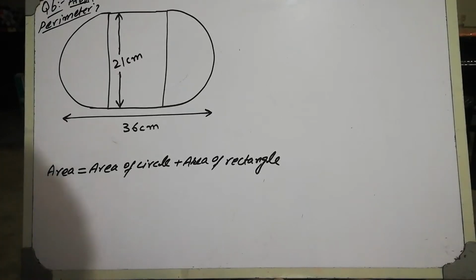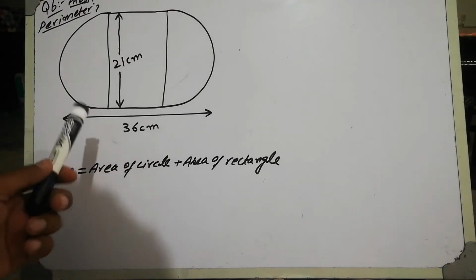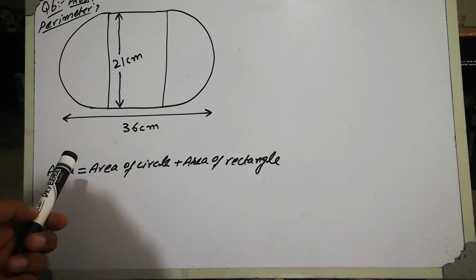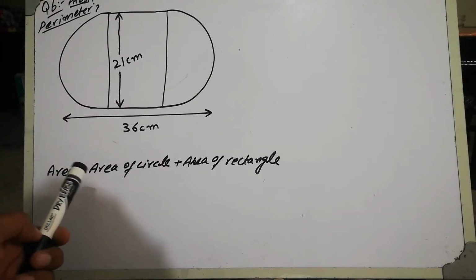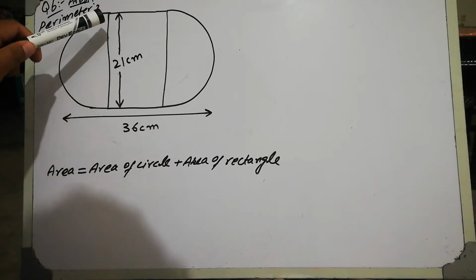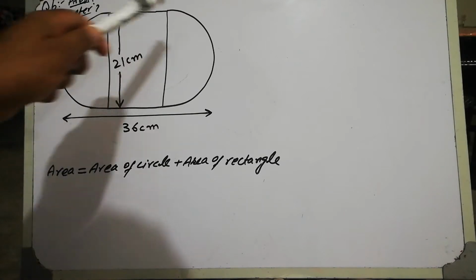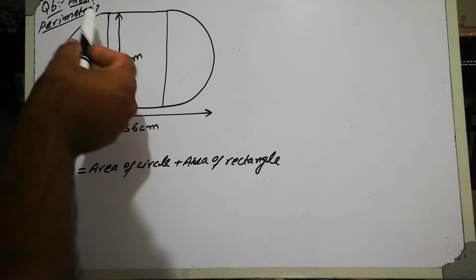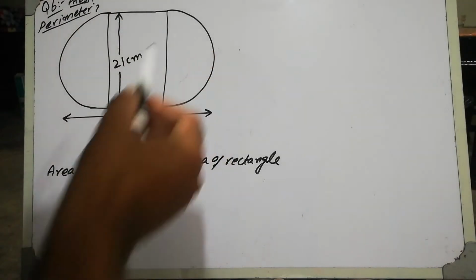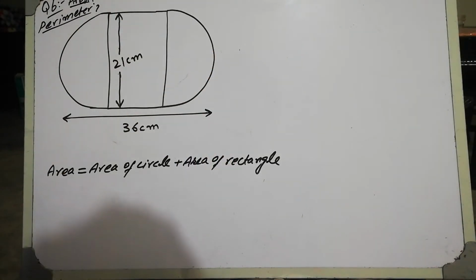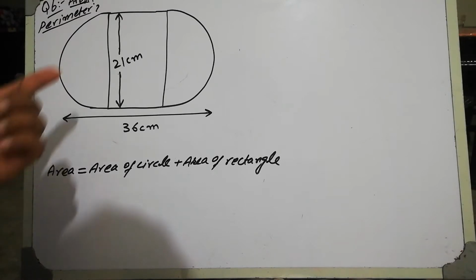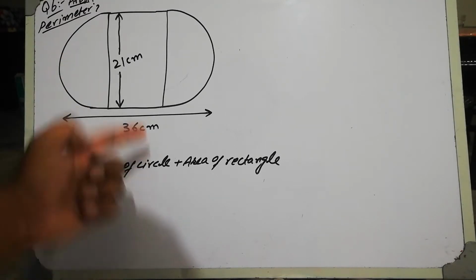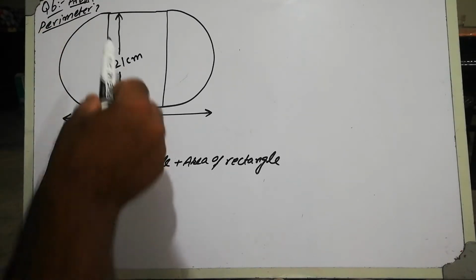In this question number 6, we have to find the area and perimeter of this given figure. First, to find the area, we can clearly see this figure is made up of two semicircles. When they are combined, they make up a complete circle. Half this circle and half this circle make up one complete circle. So the area of this figure is the area of a complete circle plus the area of this rectangle.